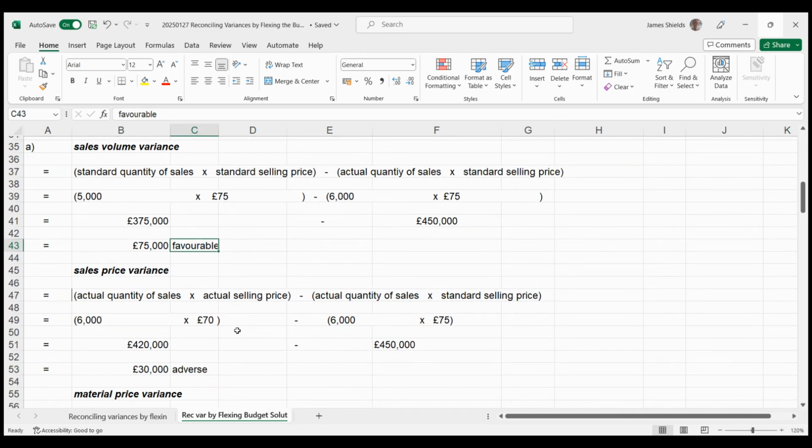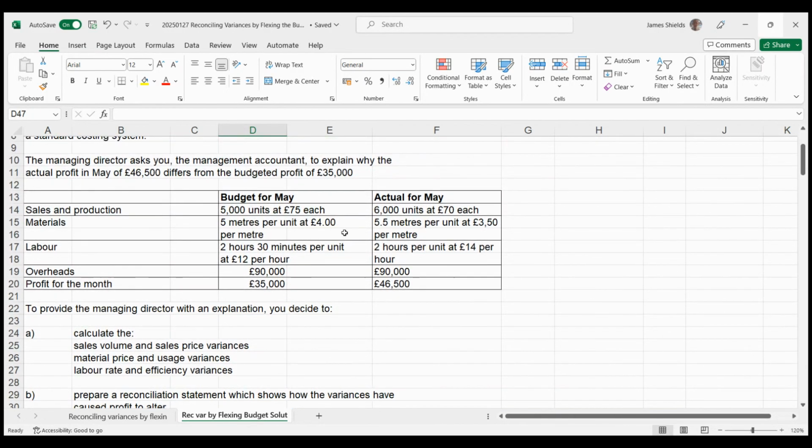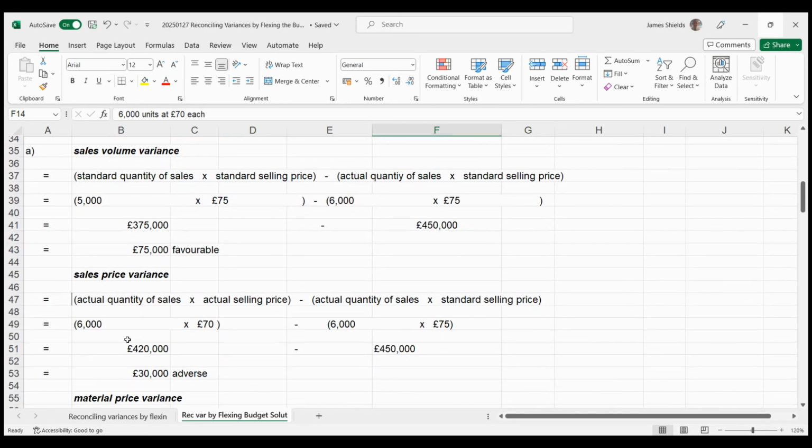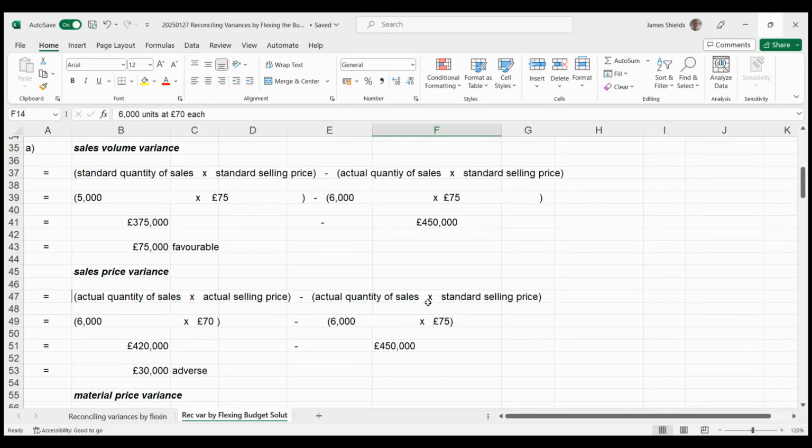Now the sales price variance is the actual quantity of sales times the actual selling price. So back to the question information, actual quantity of sales was 6,000 units at £70. So that's 6,000 times £70. Then the actual quantity of sales times the standard selling price. So the actual quantity was 6,000 and the standard selling price, back to the question, was £75. We do the calculations now.